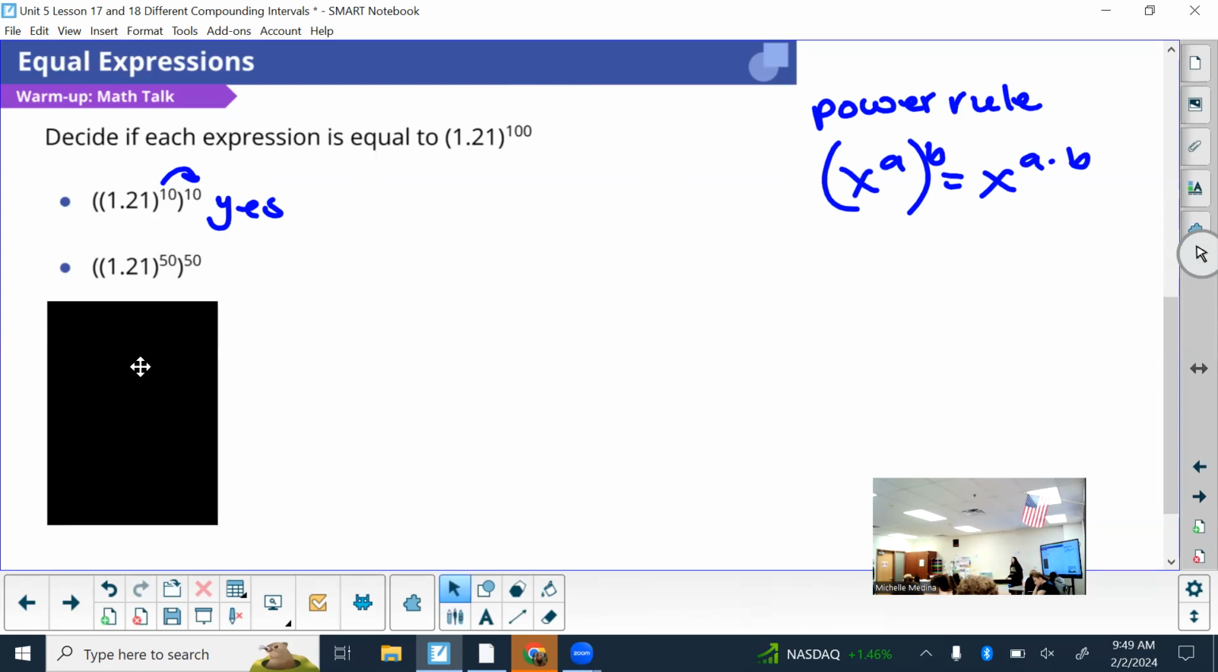Put your thumb up when you think you know if this one's equivalent. 1.21 raised to the 50, raised to the 50 again. Ryder, what do you think? No. And why not? It's 50 times 50, not 100. So again, 50 times 50, which would follow the power rule. I don't know what it is off the top of my head. I want to guess that it's 2,500, but we just figured out 10 times 10 is 100. 50 times 50 is way bigger than that, right? So definitely went with a no on that one.